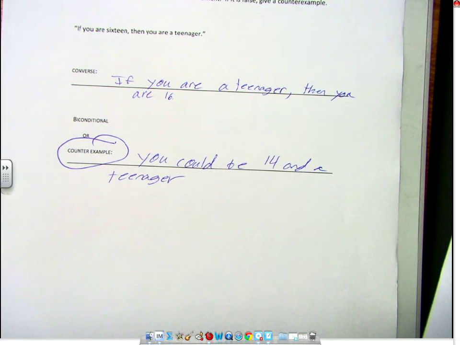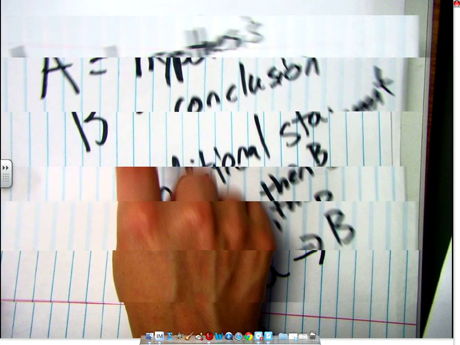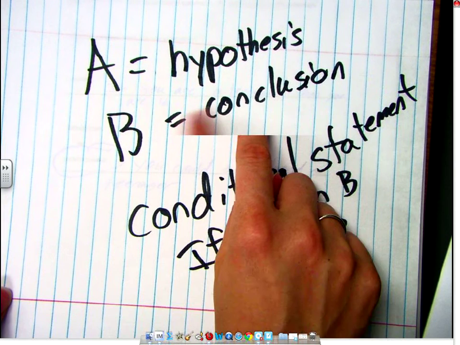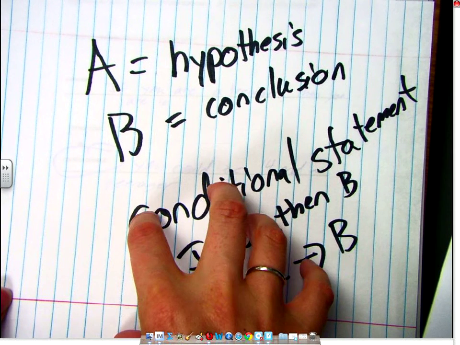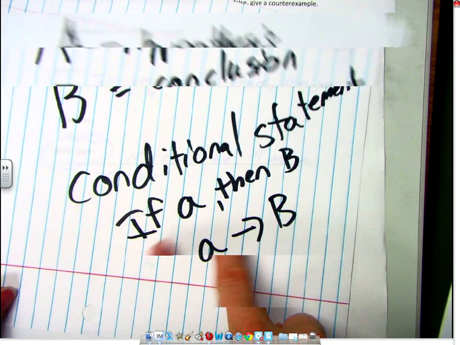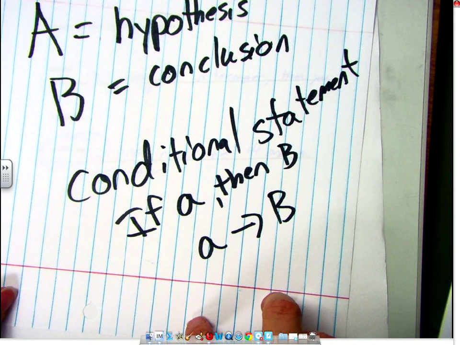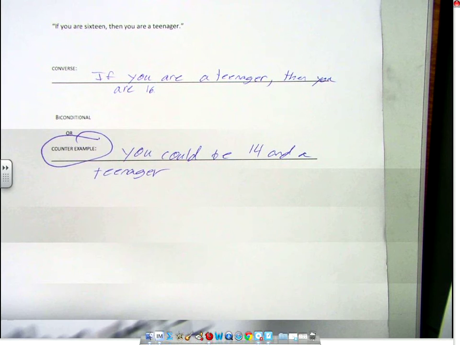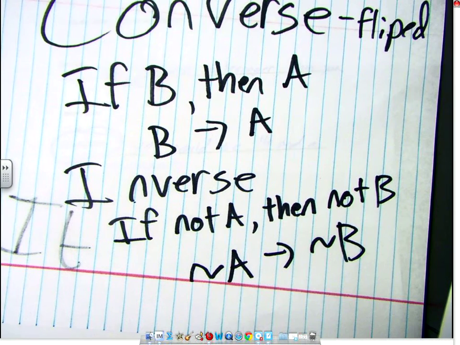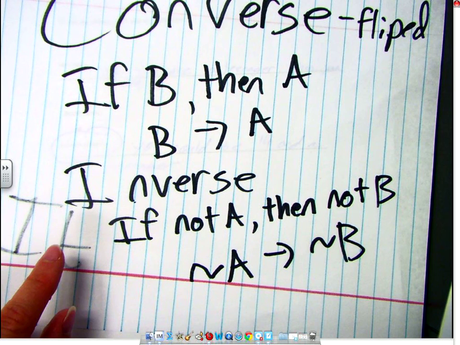Okay? All right. I just want to go over these terms one more time to make sure we got them. Okay, ready? I'm using A as the hypothesis, B as the conclusion. We did this yesterday. We put these in our notebooks. Conditional statement, if A, then B. A, arrow B. Conditional statement is if A, then B. Converse. If B, then A. B, arrow A. That's the converse.